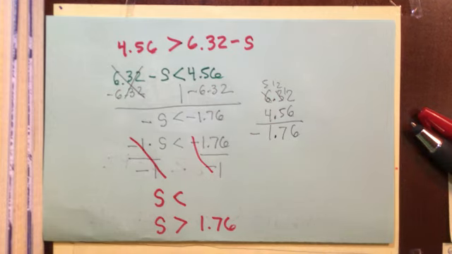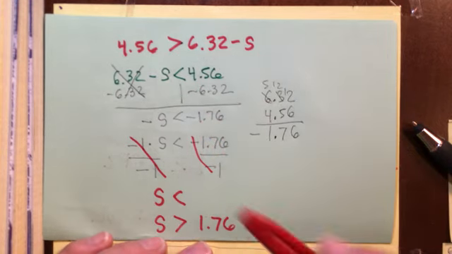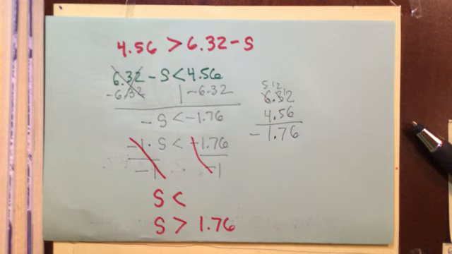That was a challenge level right there, guys. So again, it's putting the variable on the wrong side, flipping it, and having a negative to divide by, flipping the inequality symbol. There you go.